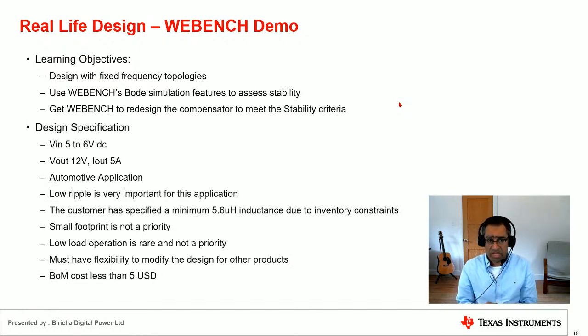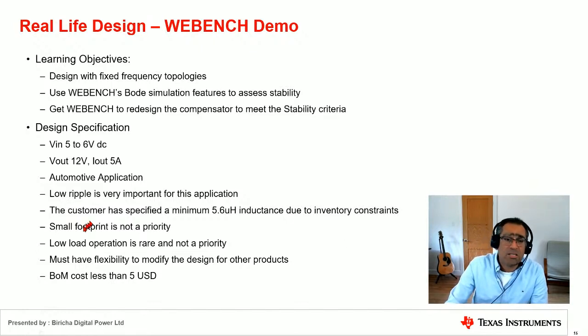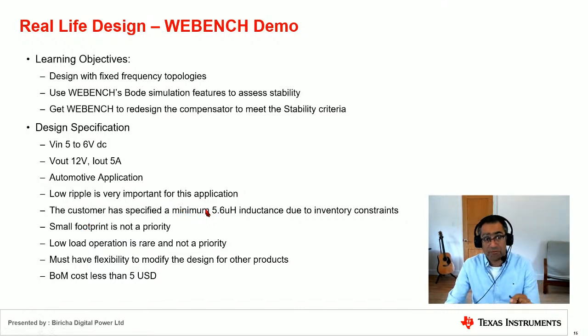And here's our specification. Something to note is that you're going from 5 volts to 12 volts, so you're boosting up the voltage. It's an automotive application. The customer is saying that low ripple is very, very important. Therefore, you cannot go for constant on time or DCAP or any other variable frequency method. You have to go for a fixed frequency. And the customer has specified that the minimum inductance value is 5.6 microhenries. Okay, so we're going to have to go into WEBENCH and modify the design.